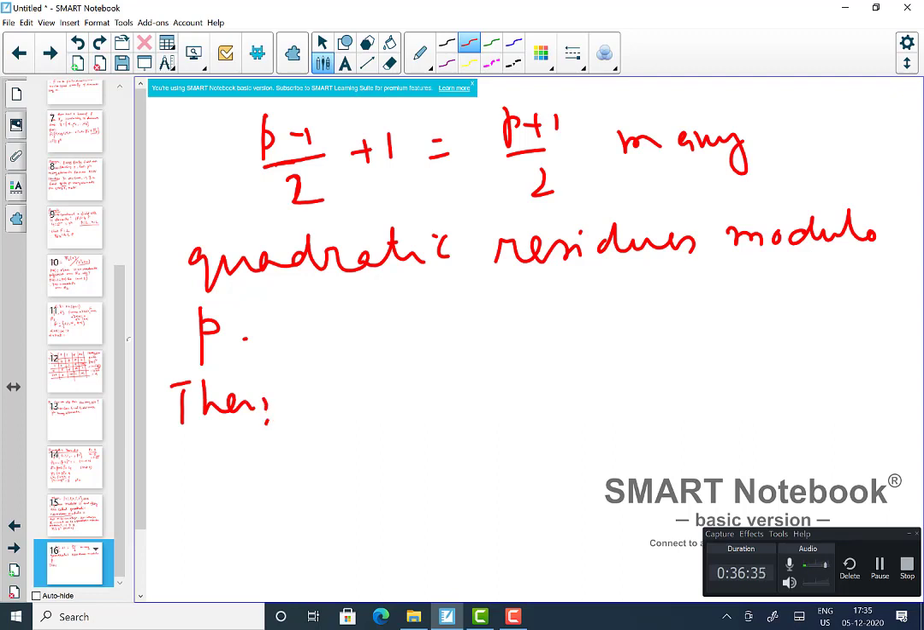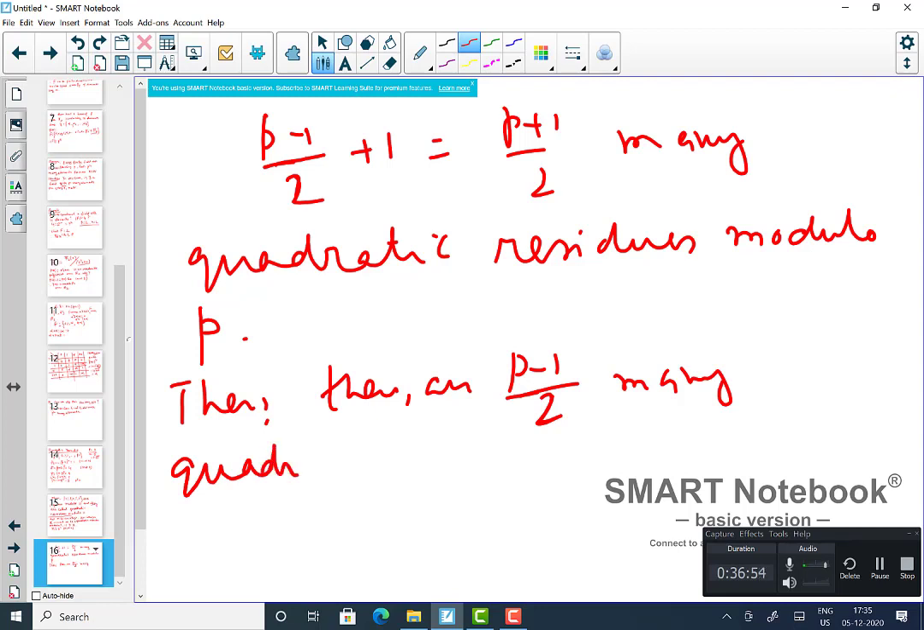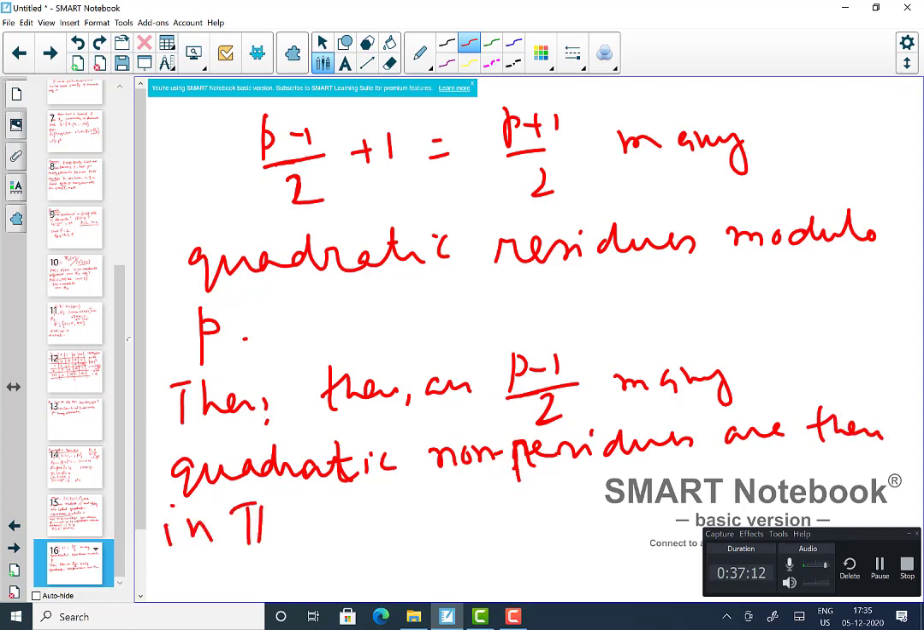So how many residue elements are there? (p minus 1)/2, right? Thus there are (p minus 1)/2 many quadratic non-residues in F_p, right? Whenever you are inside a finite field of p many elements, then you have such many elements. So now we choose one such element.